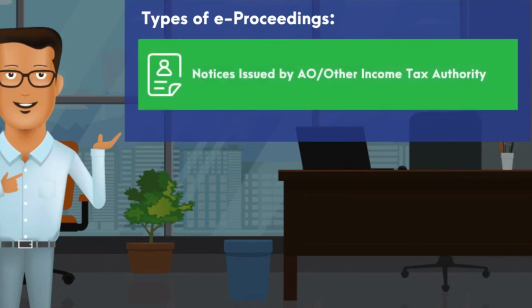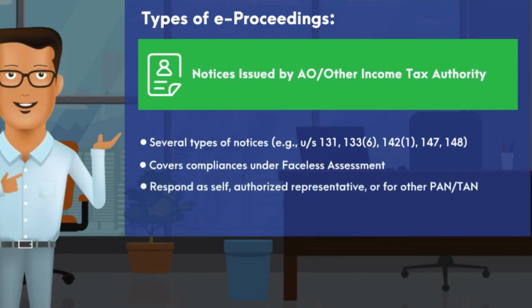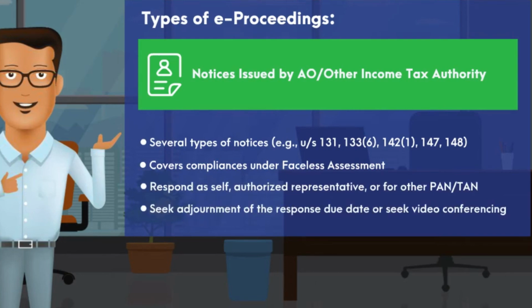For such a notice, you need to agree or disagree with the proposed rectification. Several types of notices are issued by AOs or other income tax authorities. They include but are not limited to proceedings under Section 131, 133(6), 142(1), 147, 148. This also covers submissions or responses under faceless assessment. You may also request adjournment to file your response or a video conference to explain your case.